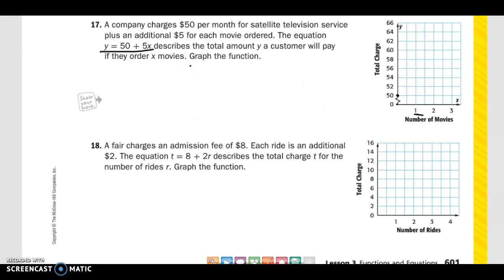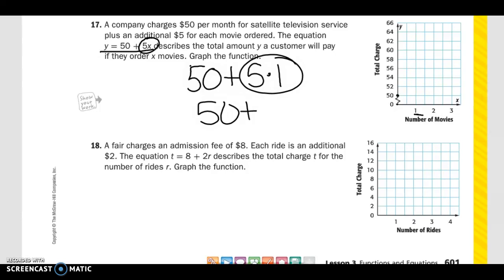We're plugging 1 in because 1 comes after 0. So 50 plus, and then we have 5x, so we're going to plug the 1 in for x, so 5 times 1. Multiply first. 5 times 1 is 5, so 50 plus 5 is 55, so at 1, we're right between 54 and 56.